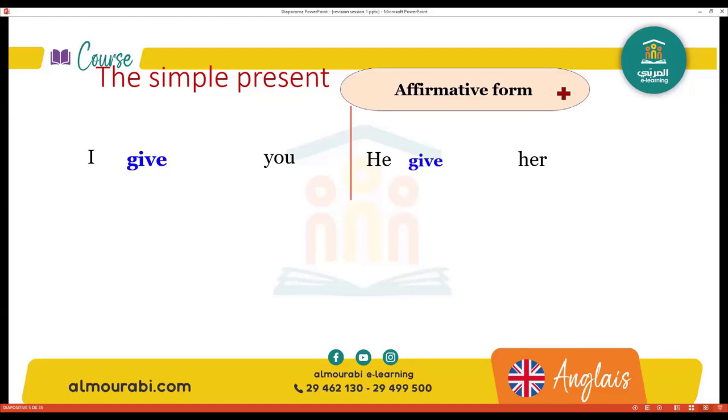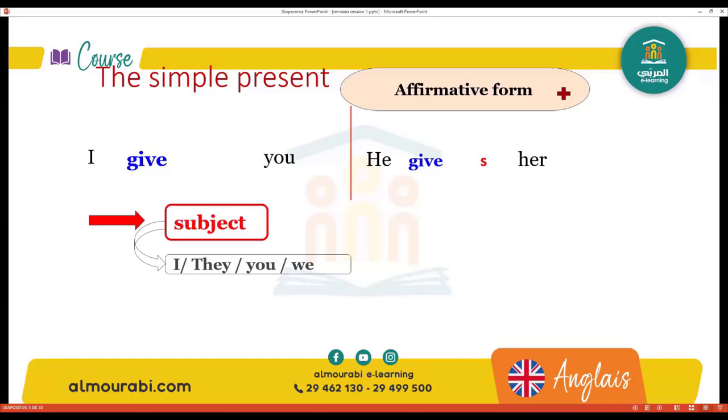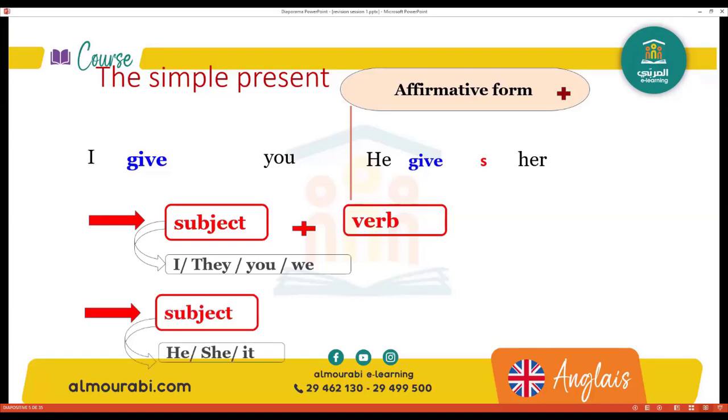And if we talk about he here, is it only give or does it take something else? Gives. Good. Very good. You haven't forgotten about English. That's good. Okay, so let's see the rule right now. So here, if we have the subject I, they, you, and we, you have known this since seventh form. So subject plus verb. We need only to put the verb. But if we have subjects like he, she, or it, of course, the verb plus s.